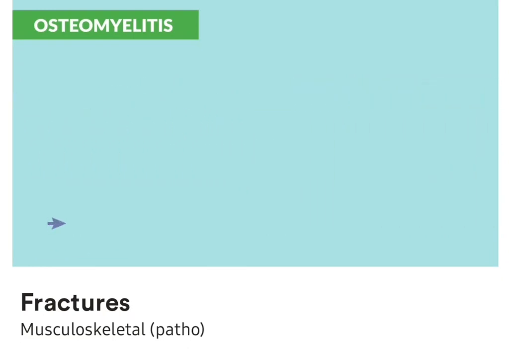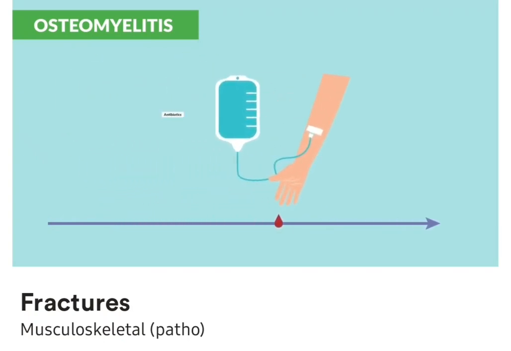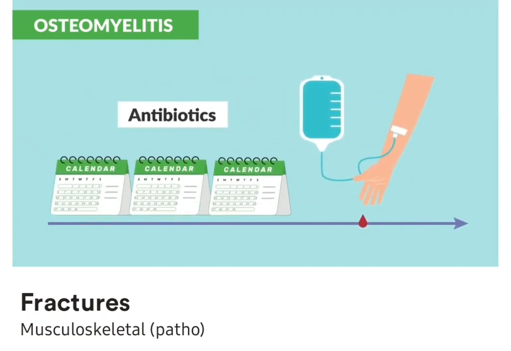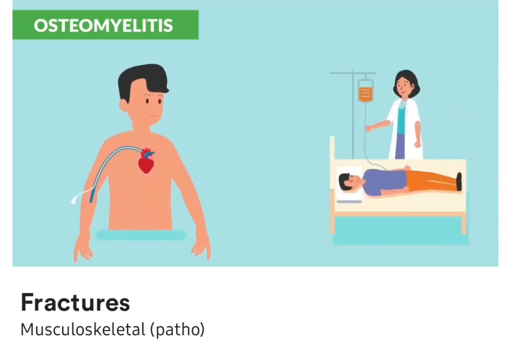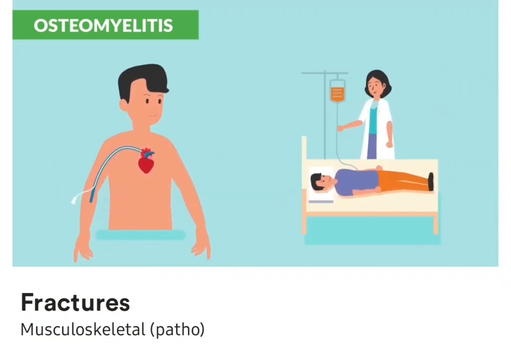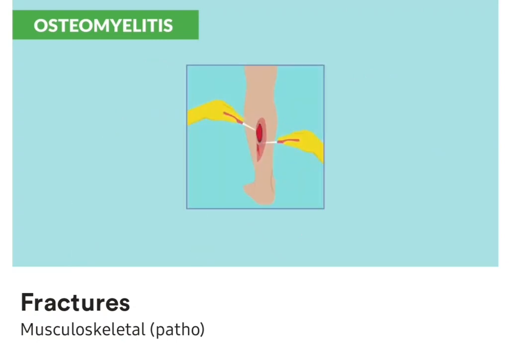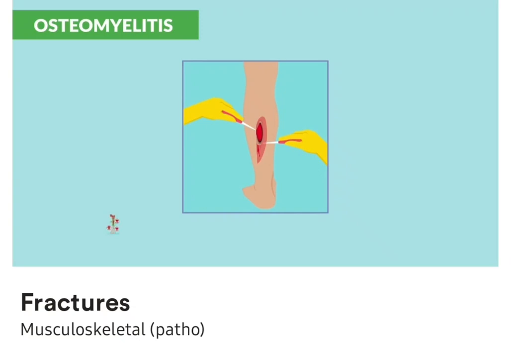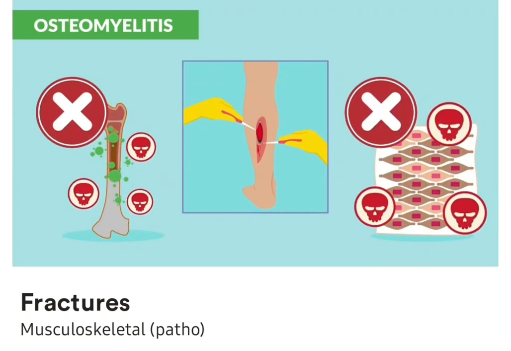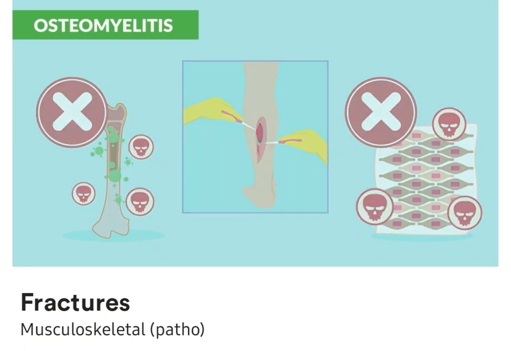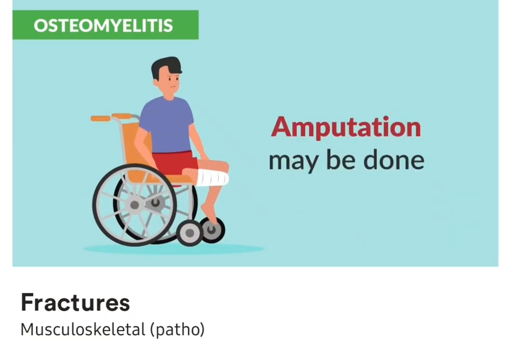Now, treatment for osteomyelitis includes long-term IV antibiotics for weeks or months. Clients will go home on a PICC line, and a nurse will visit and give these IV antibiotics in their home. If the infection is really bad, then surgical debridement can be used to drain any abscesses or to remove necrotic, dead bone tissue. And lastly, amputation may be done if not responsive to therapy.